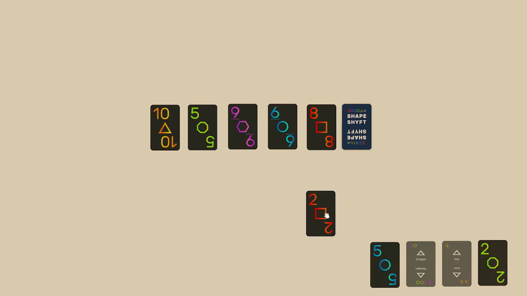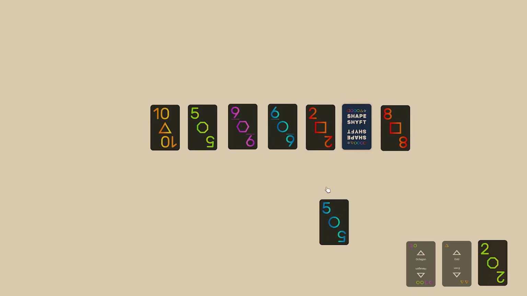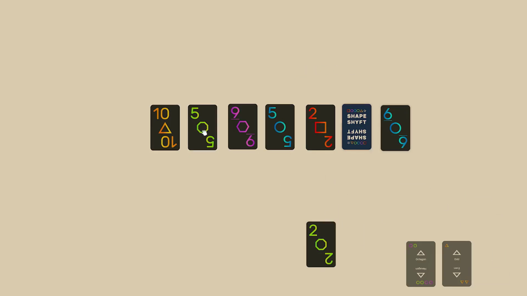So in this case, the 2 is a square, and we see that we have an 8 here that's also a square. So we would be able to take this card, put it in the discard pile, and replace it with a 2. Then we have the 5. Similarly, it's a circle, and we see we have a circle here. We can replace the circle with the 5. And the 2 as well. We can replace the 5 with the 2.